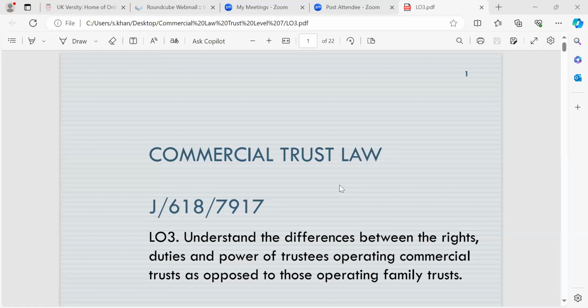So before we carry on with learning outcome 3, I want to just give you a summary of what we did in the last learning outcome, which was learning outcome 2. In that learning outcome, we looked at understanding the way trusts are used in commercial transactions and how issues are dealt with according to the norms of contract and trust law.